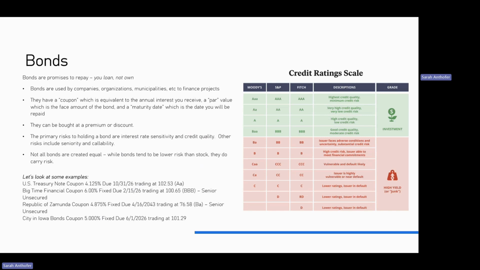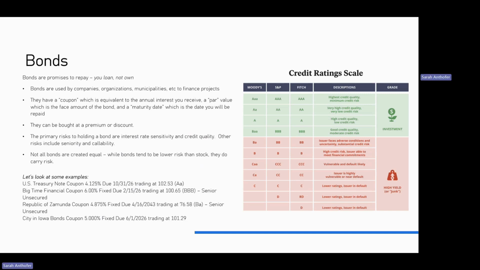The big time financial coupon is 6%. It's due February 15th, 2026. So this is a really short maturity, right? It's going to mature here in just a couple of months. So as a result of that, it's probably trading real close to its par value, because you might only get one interest payment off of that. Its credit rating is a BBB, so it's considered good credit quality, moderate credit risk. So generally speaking, like I was saying earlier, if I have higher credit risk, I'm going to have to give you a bigger coupon for you to consider investing in me.